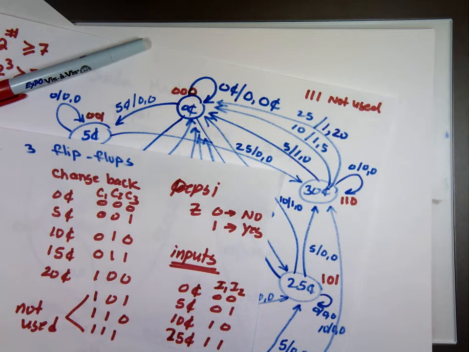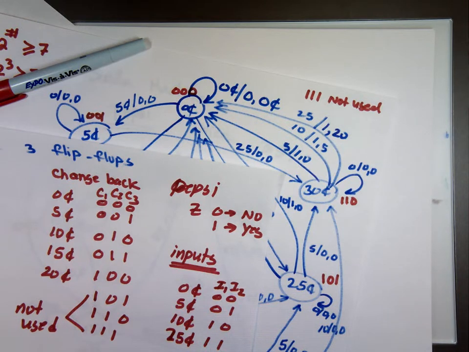1, 0, 1, that's 25. You put 25, that's 50. That means 50, that's 15. So you go 0, 0, 0. Change back is 15 cents you have to give them. That's 0, 1, 1, and a soda.